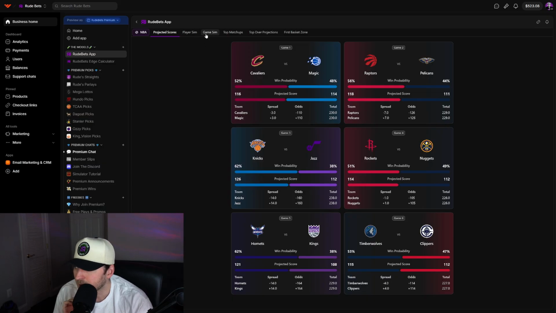There are really only 4 tabs at the top here that you really need to focus on. Player Sim and Game Sim, those will auto-populate for you, so you never really need to use these, unless you really want to get manual with it, which I don't know why you would. But top matchups, over projections, first basket zone, projected scores are the important ones. And as you can see here, just starting at the base page, you have the projected scores, which is just going to be all the projected scores for every game in the NBA today. What you'll see here, if we look at Timberwolves Clippers, 53% chance that the Timberwolves win on the road. It gives you the projected score, 115 to 112, projected spread, as well as the total for the game. So just a quick overview of those games.